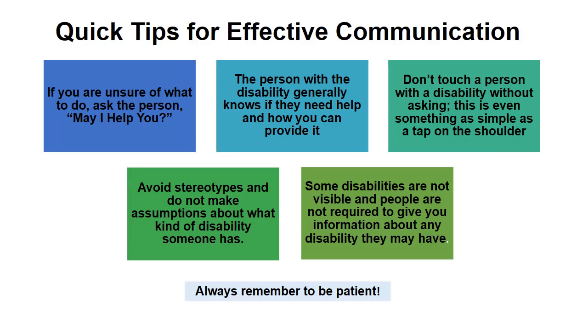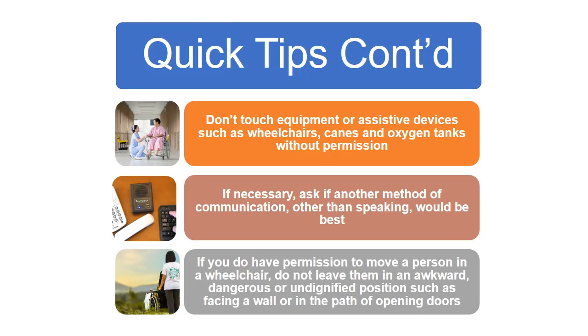Quick tips for effective communication. If you are unsure of what to do, ask the person, "May I help you?" The person with a disability generally knows if they need help and how you can provide it. Don't touch a person with a disability without asking. This is even something as simple as a tap on the shoulder. Avoid stereotypes and do not make assumptions about what kind of disability someone has. Some disabilities are not visible, and people are not required to give you any information about any disability that they may have. Always remember to be patient.